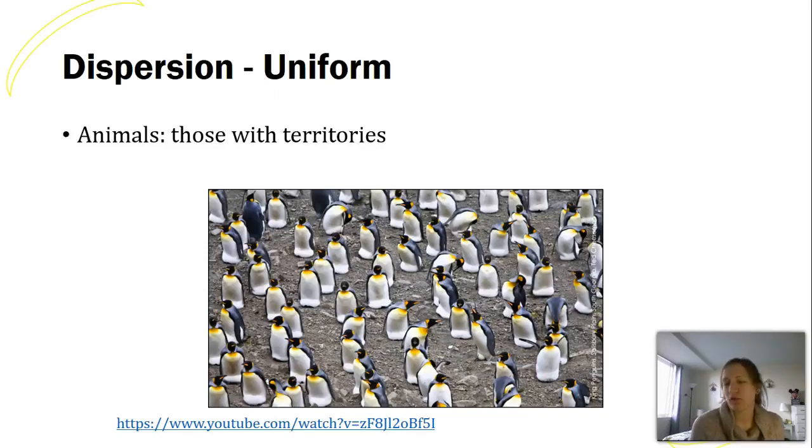Now, penguins are kind of a weird one because they are clumped, but within their clump, they're uniform. But a lot of the big cats, jaguars, for example, they defend a territory, and a lot of their territories are about the same size. So they're defending this territory, and there's a certain amount of space between them and the next territory, and the next territory, and the next territory. They're not clumped together, they are evenly spaced apart from one another. And so you kind of see this here.